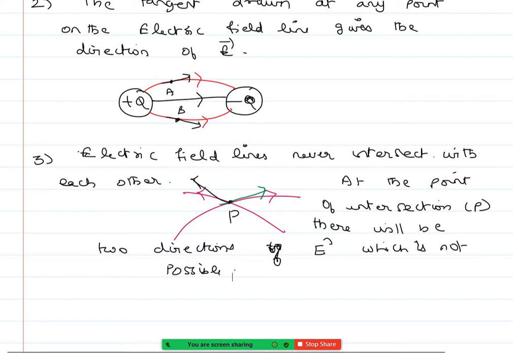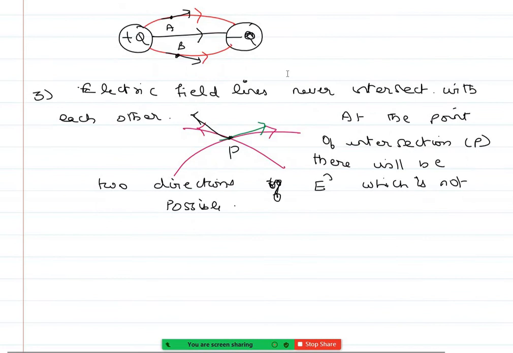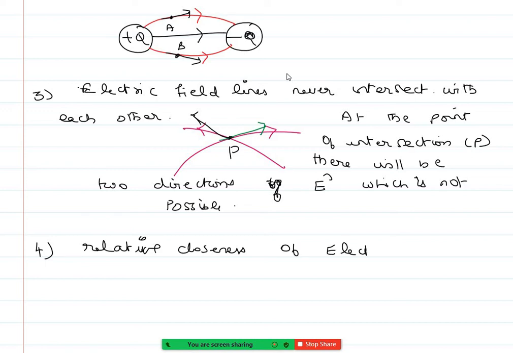Good. Next, try to understand it, it's a very simple point: the relative closeness. First, we saw where the lines start and end. The second one we talked about was the tangent, to find the direction. Then the third one, these lines never intersect. Now we have moved to the relative closeness of electric field lines. This is directly proportional to the magnitude of the electric field.